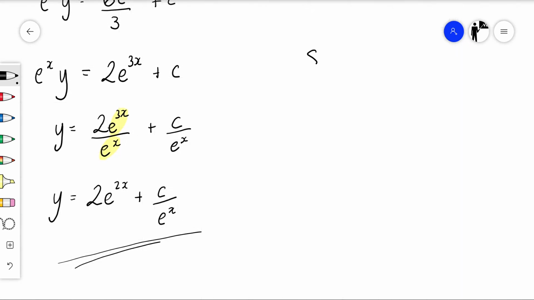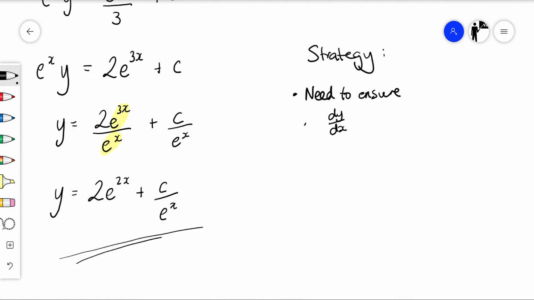The general strategy for this question is you need to ensure we've got dy by dx on its own. For example, if we had 3 dy by dx, we would need to divide everything by 3. Or if we had 1 plus x squared multiplying dy by dx, we would need to divide everything by that. Once we do that, we identify p of x and q of x.